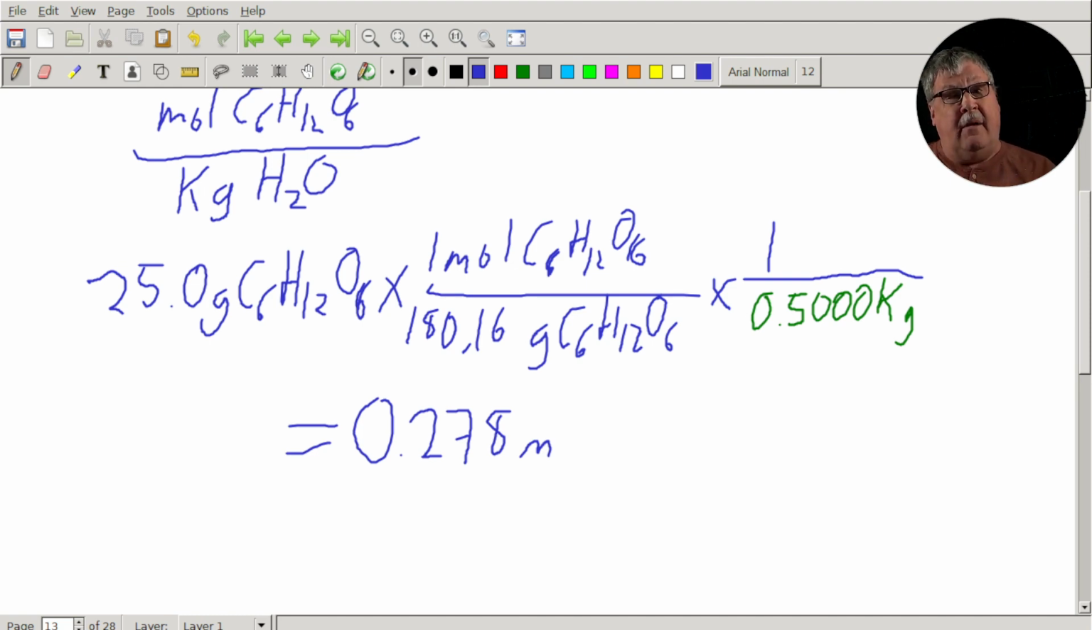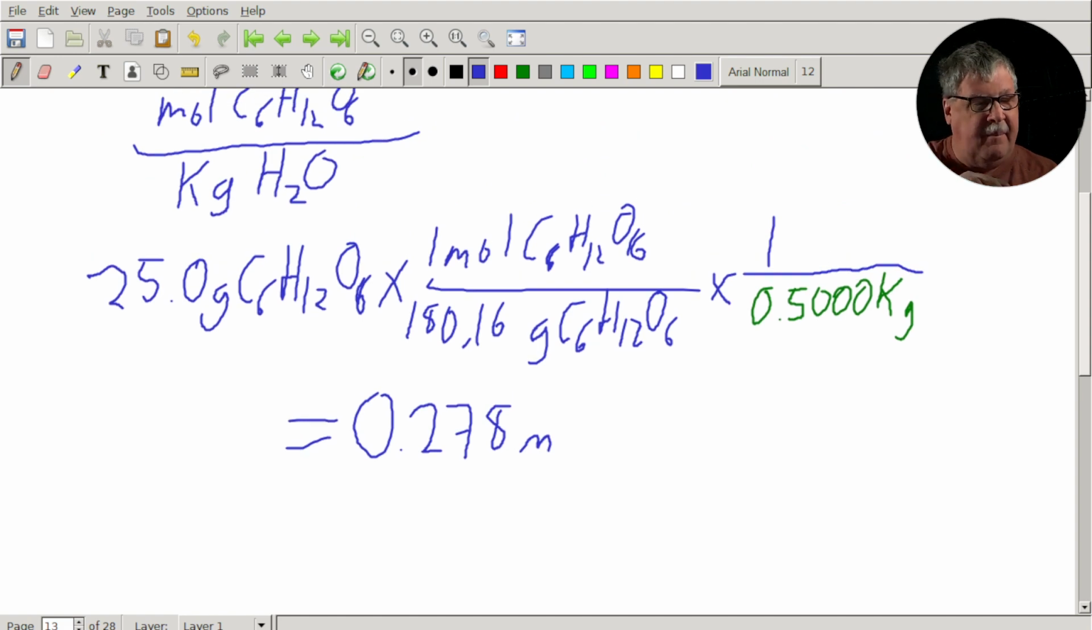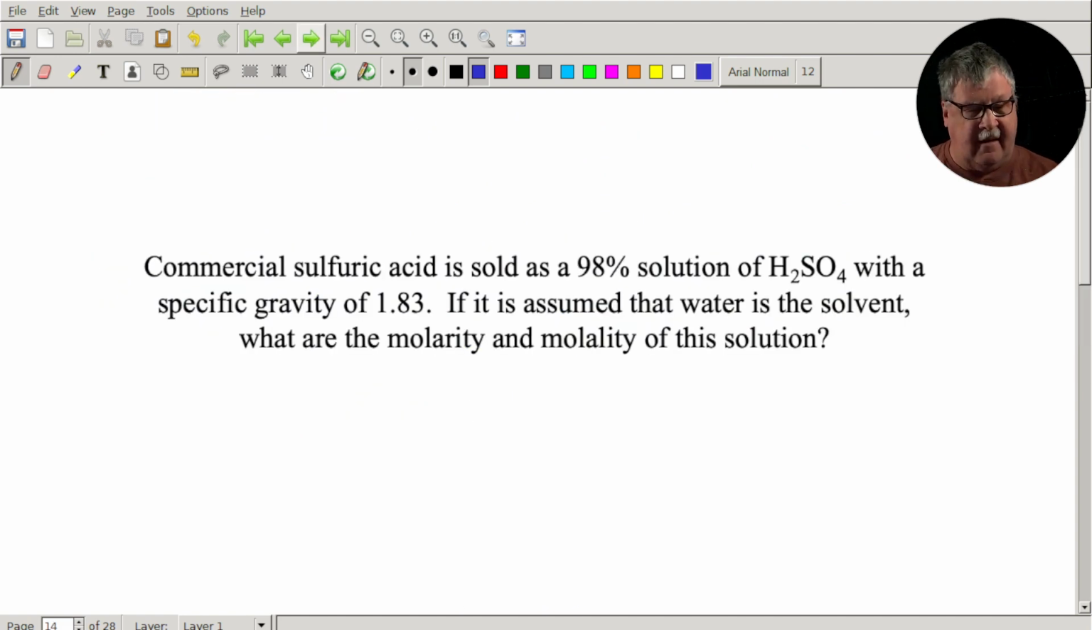Okay. Another way of approaching this, if you want to be specific, is to spell the units out. What does this mean? Moles of glucose per kilogram of water. There are times when that's useful. Okay, and we'll see some examples of those, especially as we get into colligative properties. All right.